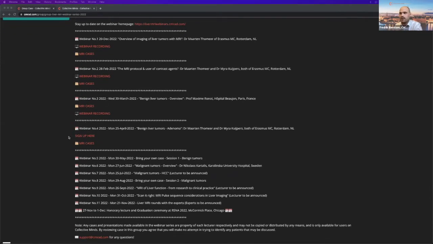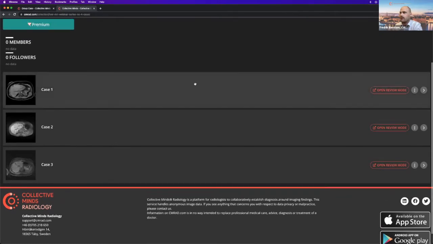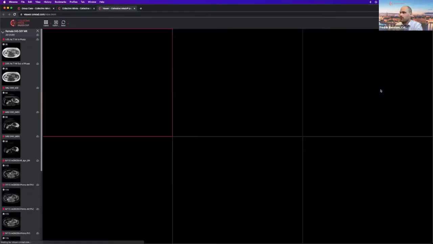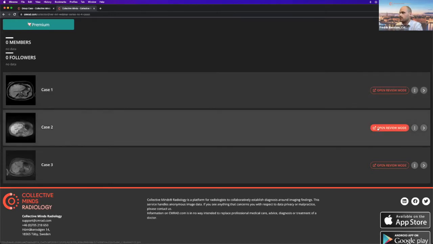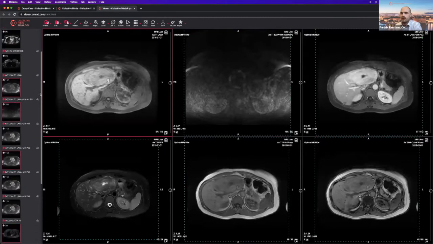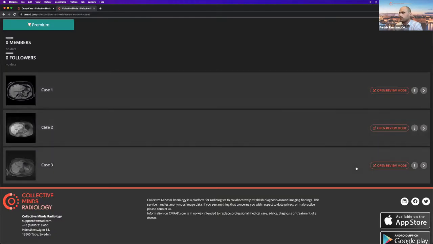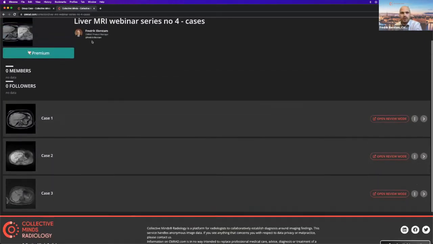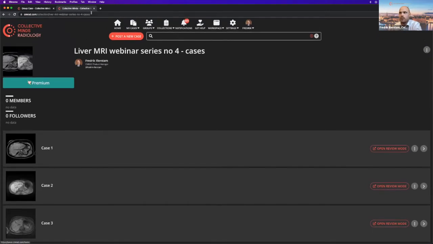The cases for today, webinar number 4, are available using this link. That will take you to a page where you have the cases, where you can easily toggle from case 1 by pressing open review mode. This will load the default display protocol. Close the DICOM viewer and move on to case number 2. And of course, to the left, you have the possibility to toggle through the various series, case number 3, and so on. Of course, Myra and Maarten will share their screens during the case presentations, but we will begin with a lecture.